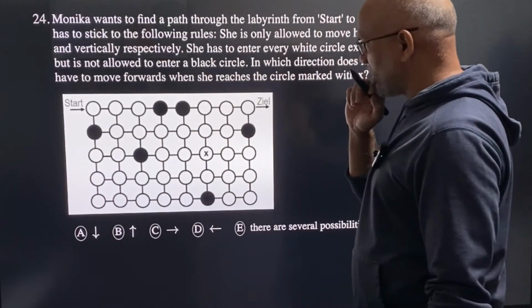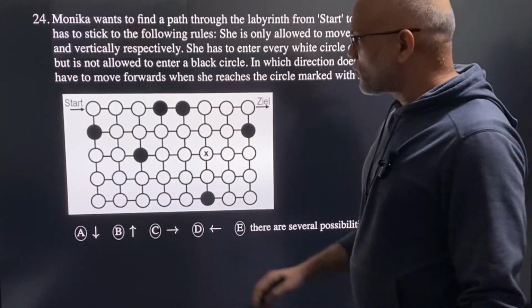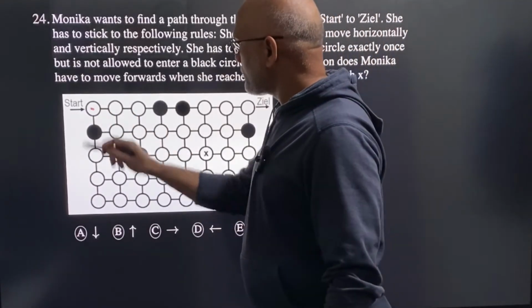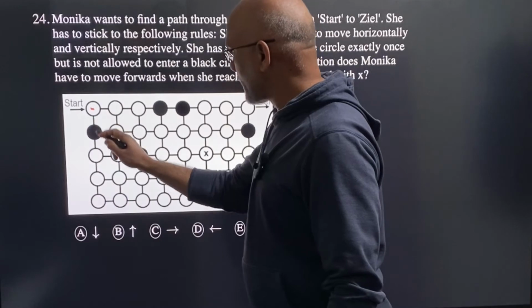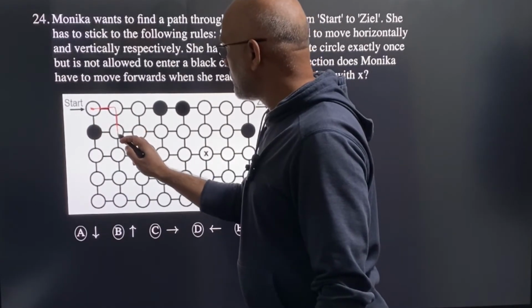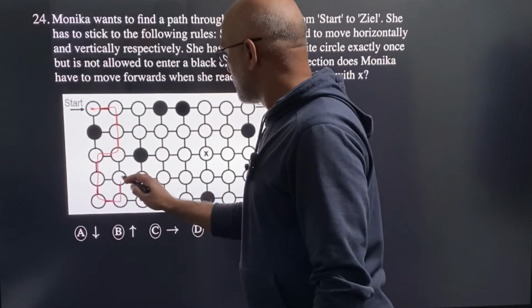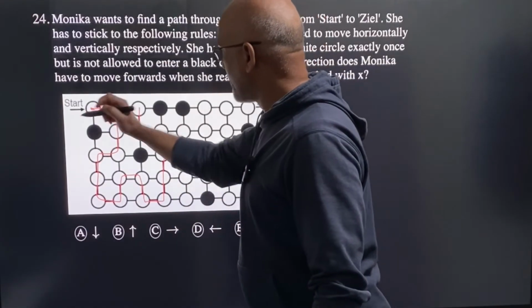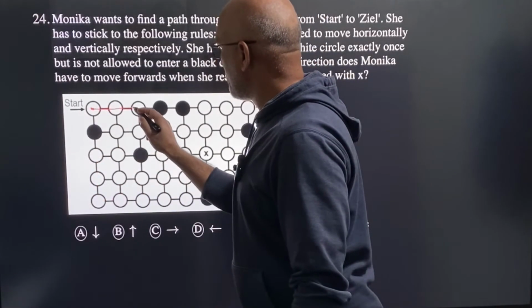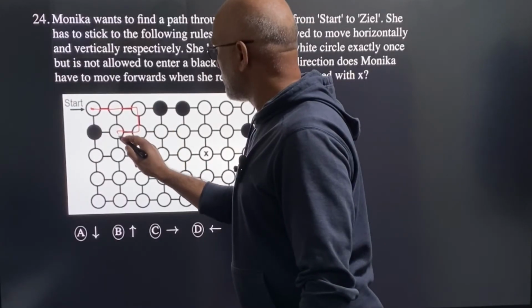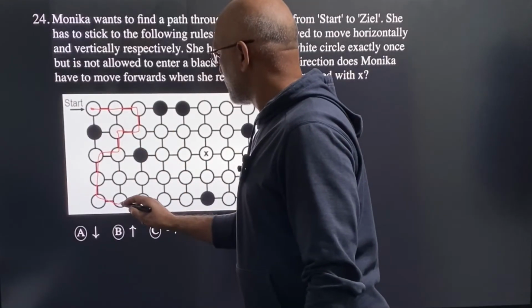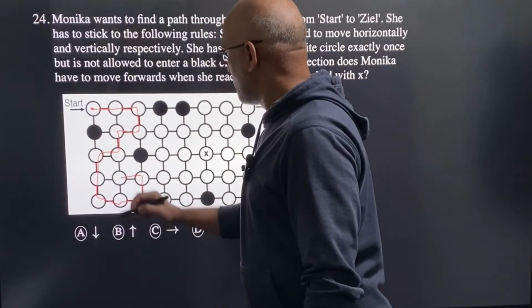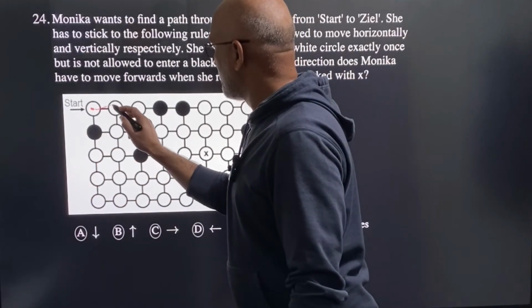Alright, so when she reaches X, we can just try it out actually. So let me start here. Here I have only one choice. I cannot go this way. So I go like this. Okay, I'm kind of getting stuck there. So let me go like this. Okay, again I'm stuck.